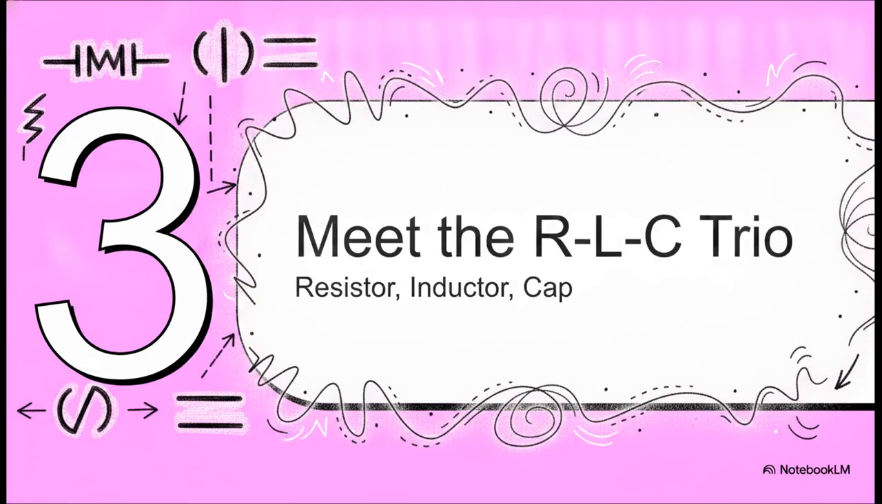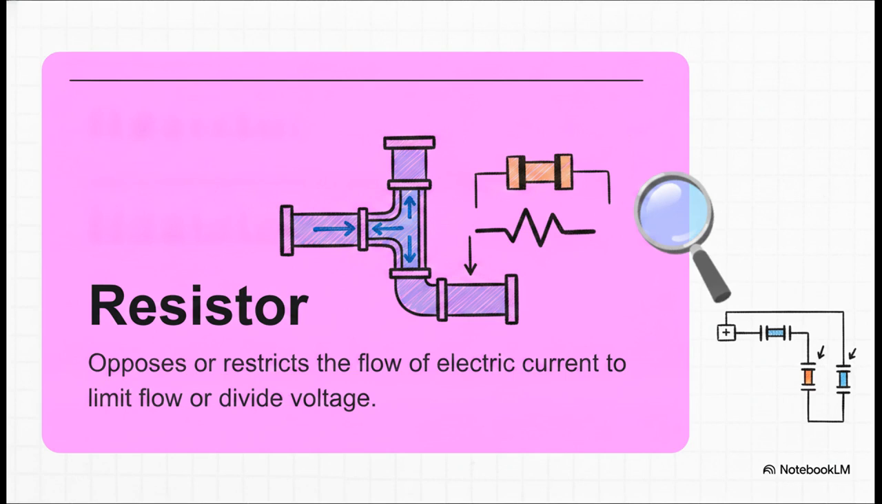All right, that brings us to Section 3, meet the RLC trio. The resistor, the inductor, and the capacitor. These three components are absolutely the most fundamental passive elements you're ever going to use in network design. Let's start with the R, which stands for resistor.